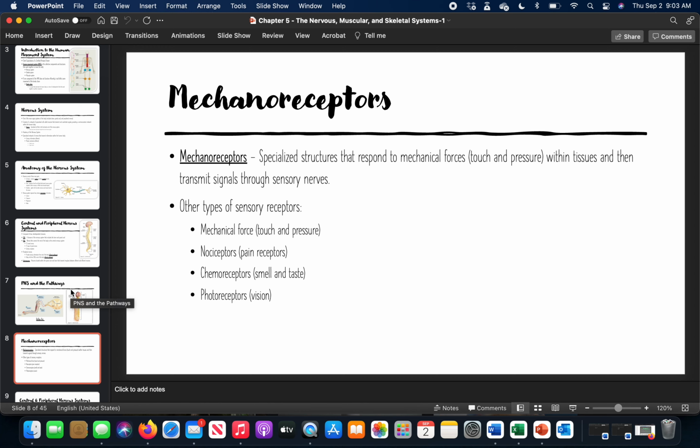Nociceptors, which are for pain. Chemoreceptors, we're going to be talking more about smell and taste, and then photoreceptors for vision. So all of those are working within our senses, and all of them have a specific receptor that will be able to dictate what you sense to what you react to.